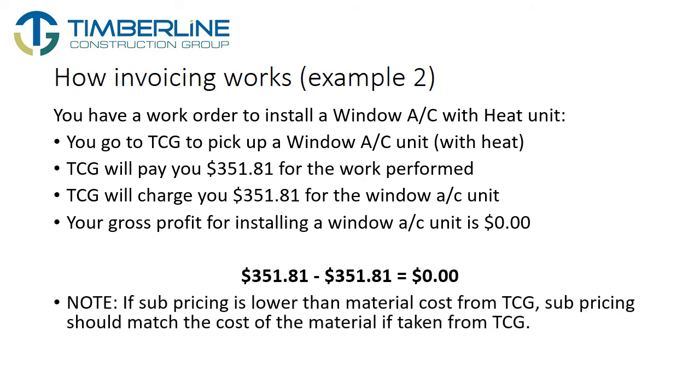Note, if the sub pricing sheet shows a lower cost or a lower fee than what the actual material cost from Timberline is, the sub pricing should match the cost of the material if taken from Timberline. So for example, if the window AC unit shows a sub pricing of $279, but the actual cost of the material of the window unit is $351, Timberline will pay you $351.81 for the actual work performed, and then take out the $351.81 for the actual unit.